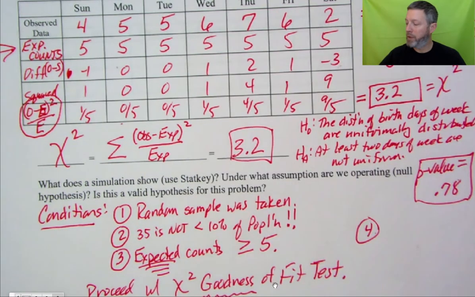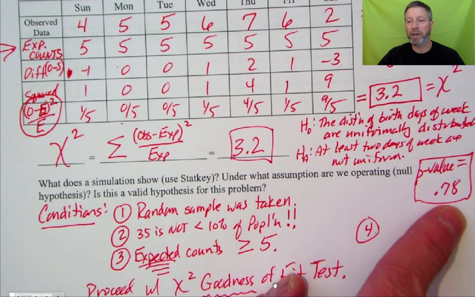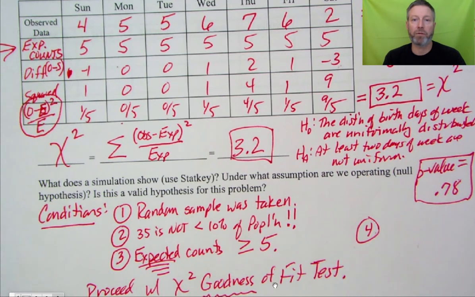The calculator would come out with your test statistic, 3.2, and the p-value, 0.78. And those are the two numbers, of course, you need to get full credit for step 3 in a goodness of fit test. So I think I covered all the pieces, not necessarily in order, but those are all the pieces to a chi-square goodness of fit test.